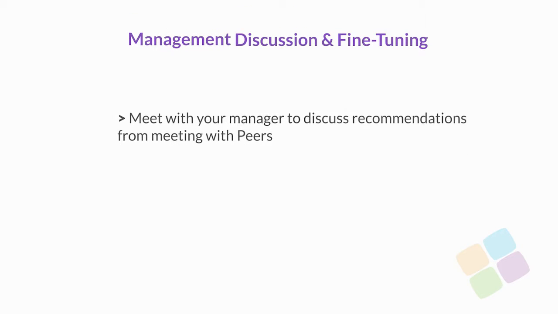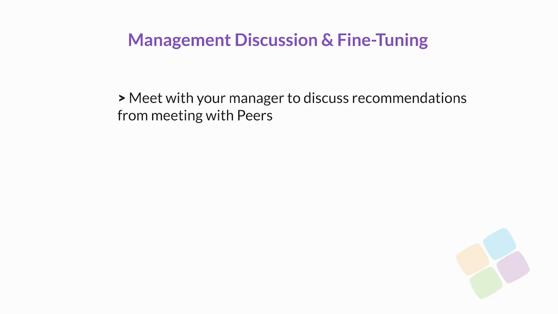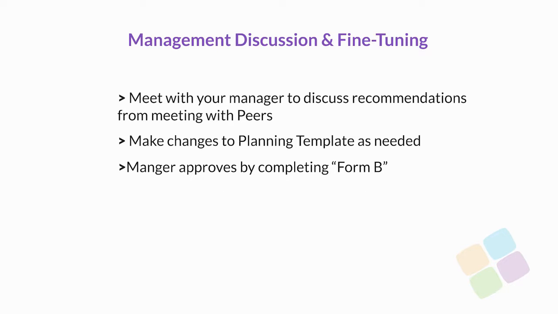In the last stage, you'll fine-tune your proposal. This will include a meeting with your manager to discuss recommendations from the peer consultation meeting and to make any final changes to the program planning template. Your manager will approve the new program by completing Form B.